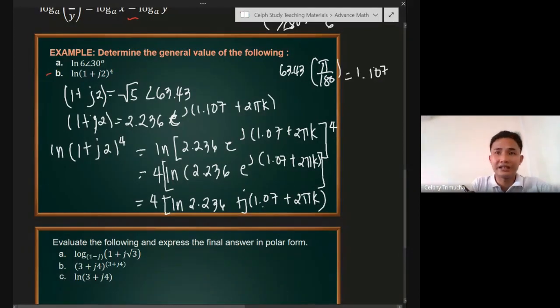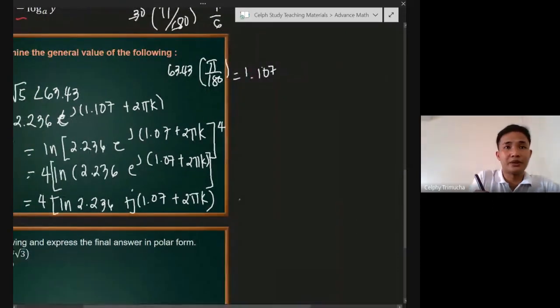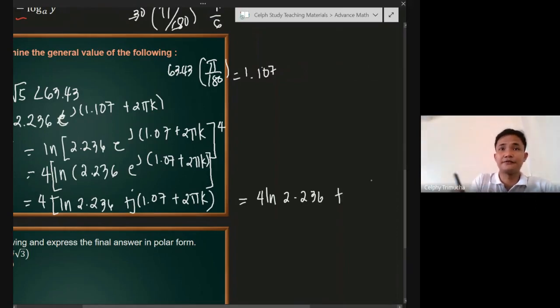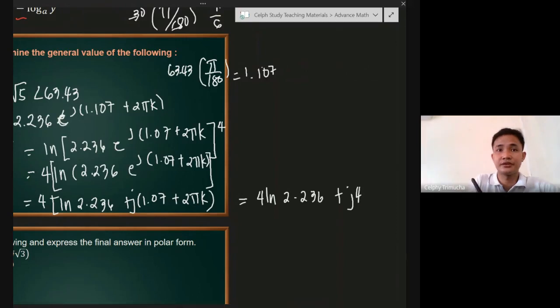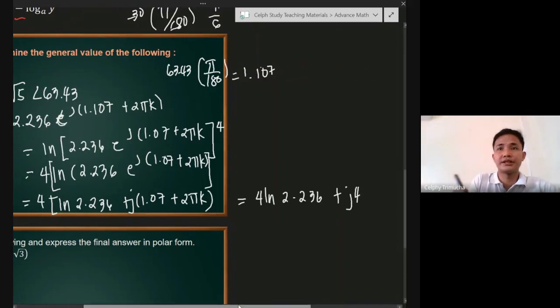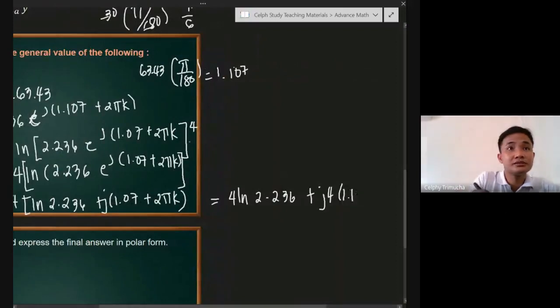So what we need to do is distribute the value in our equation. This will be equal to 4 ln of 2.236 plus j times 4 times 1.107 plus 2 pi k.